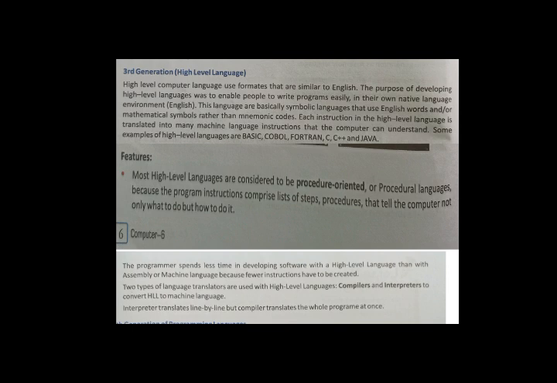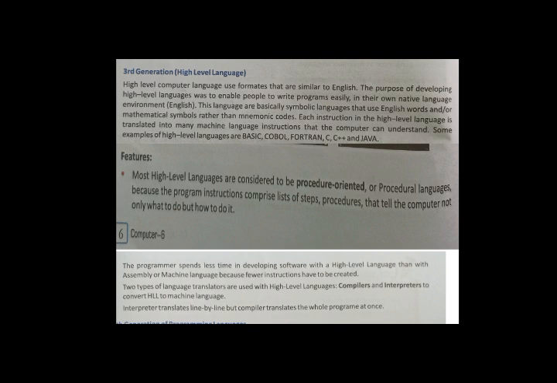Programmers spend less time developing software with a high level language than with assembly language or machine language because fewer instructions have to be created, which means programmers need less time to develop a program. More time is required to develop software in assembly language and machine language. Now the programmer using high level language can develop software in less time.